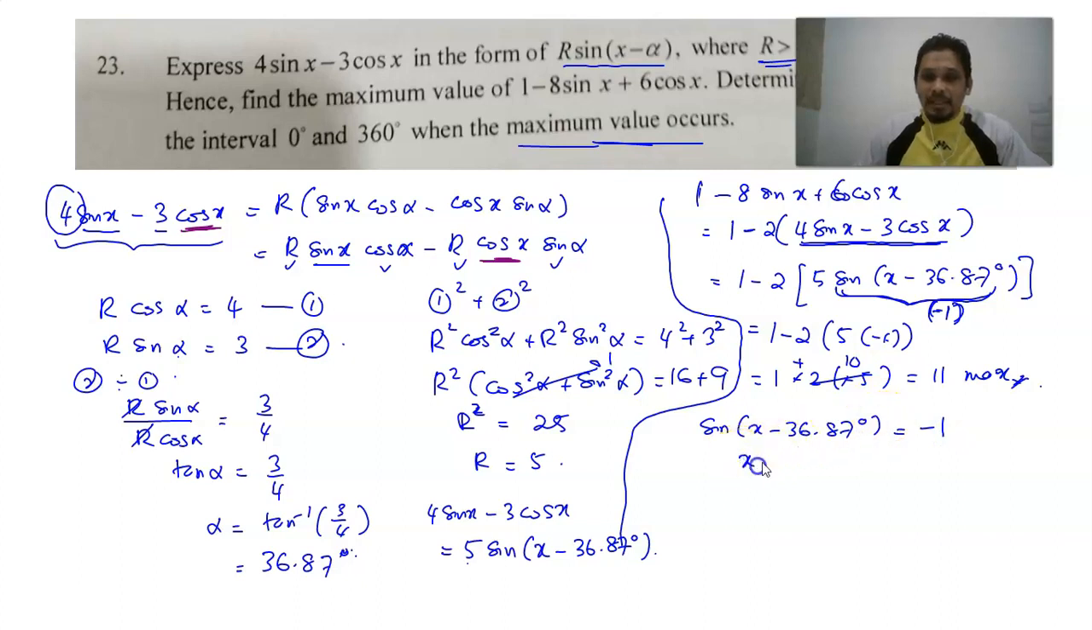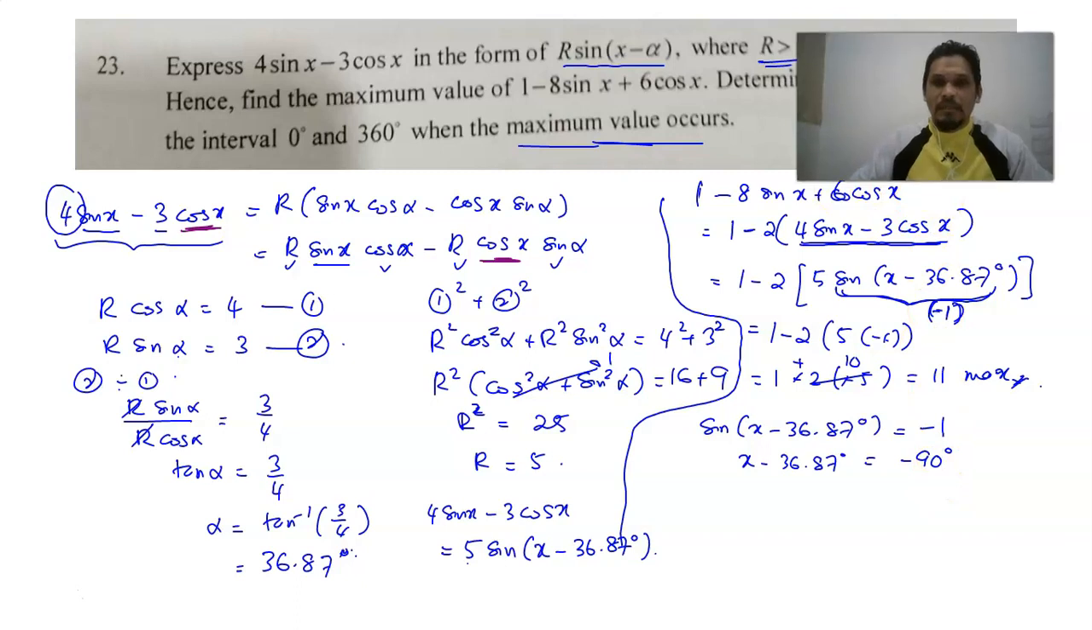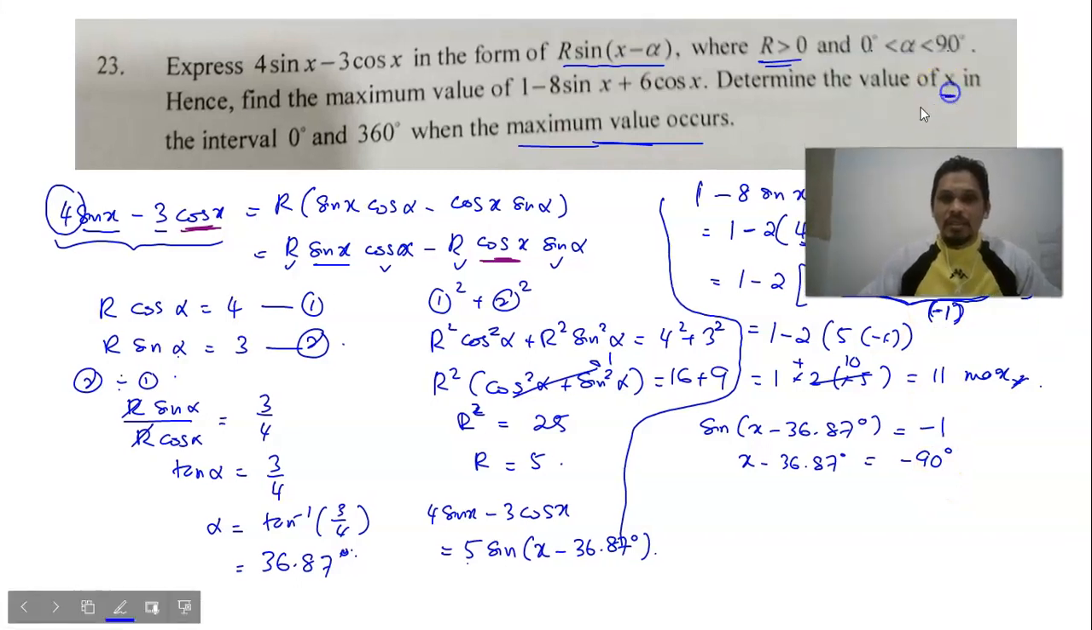Then x minus 36.87 degrees equal to arc sine of negative 1, equal to negative 90 degrees. By the way, the value of x is in the interval of 0 up to 360 degrees.